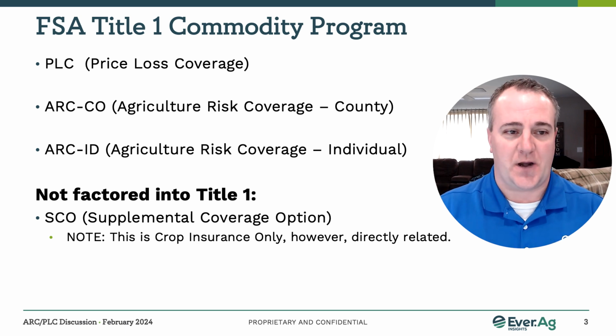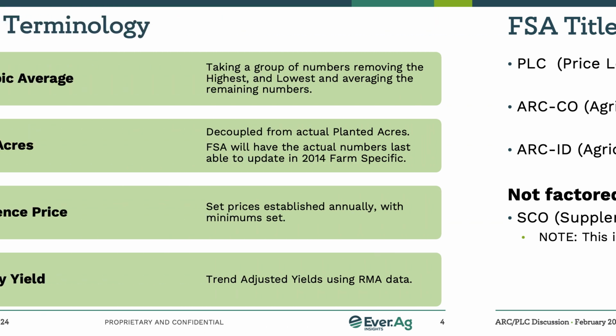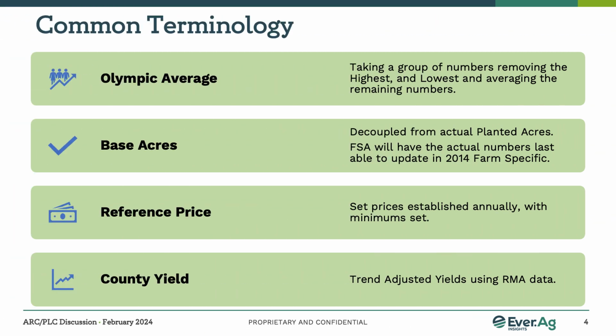of the commodity programs. A lot of this common terminology will take place in regards to other media out there, but here is a quick overview of what it is and why we talk about it. First, the Olympic average. In this example we are going to take a total of 5 numbers, take out the highest number and the lowest number, and average the remaining numbers. And then we're going to talk about base acres.